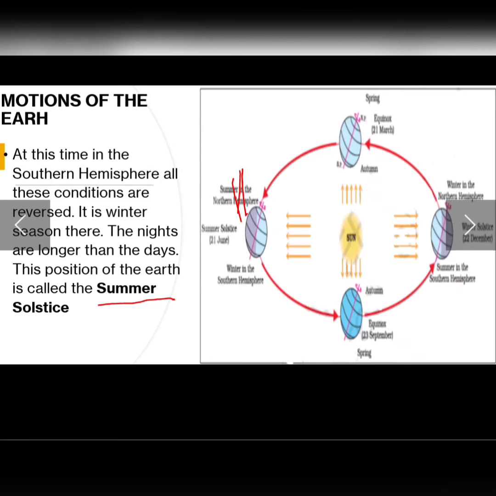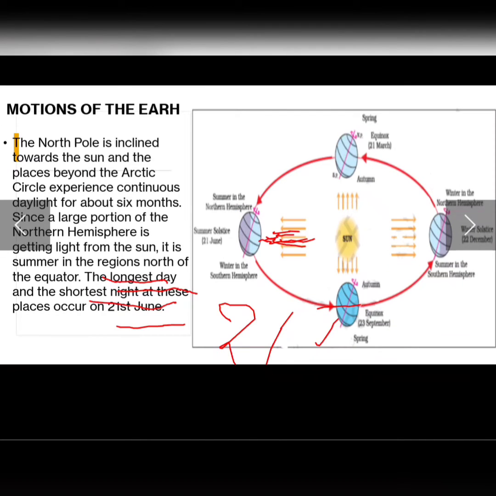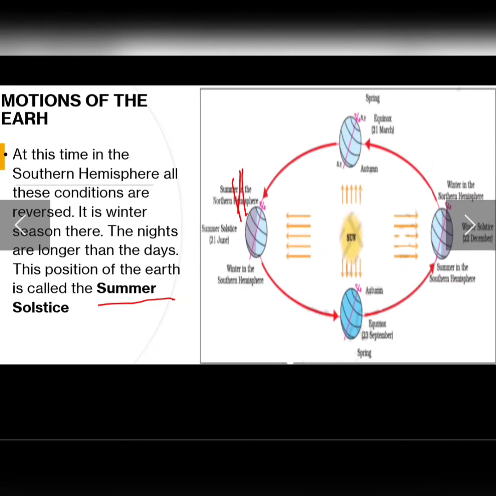Okay, what we call them as solar solstice. So this position we call them as solar solstice. Okay, this position in which there will be summers in northern hemisphere and winters in southern hemisphere. This position of earth we call it as a summer solstice.